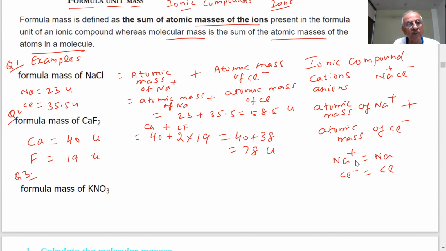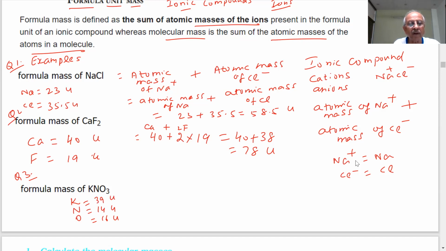What is the atomic mass of potassium? Nitrogen and oxygen. Nitrogen, you know already, 14 U. Oxygen, you know, 16 U. What is potassium in the books? How much does it give? What will be the atomic mass of potassium, students? 39.